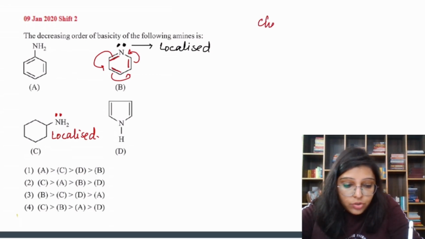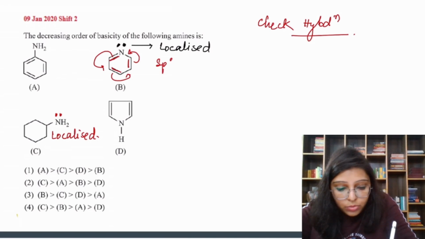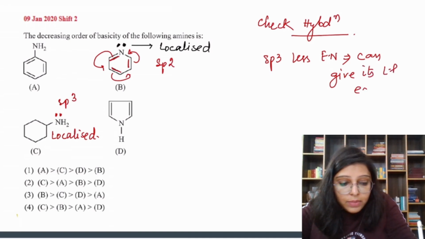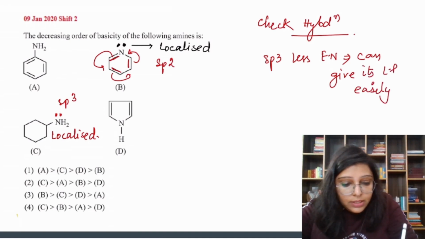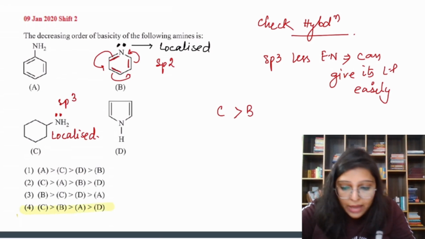Now check hybridization. So here nitrogen is sp2 hybridized and this is sp3. So sp3 means less electronegative. Less electronegative means it can easily give its lone pair. So it means C is going to be most basic, and then we have B. C and B. If you look at the options, we have only one which can be matched, right? So C, B.